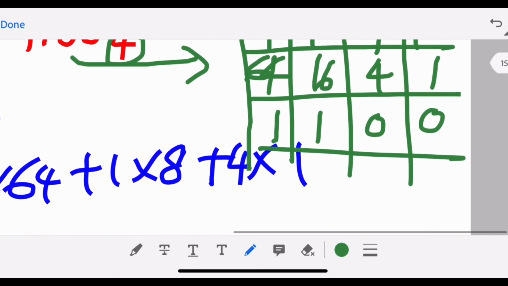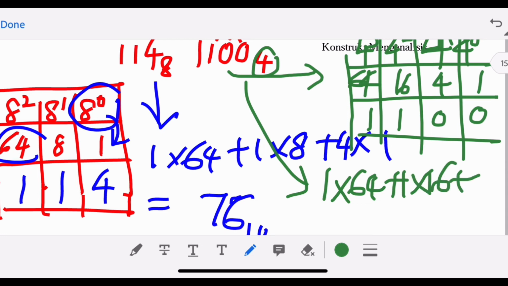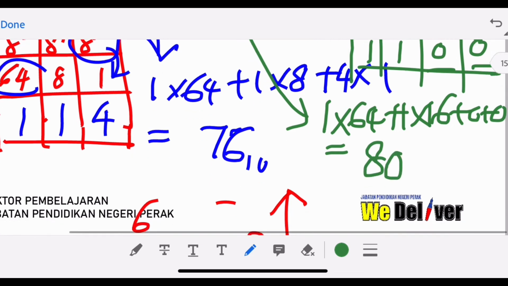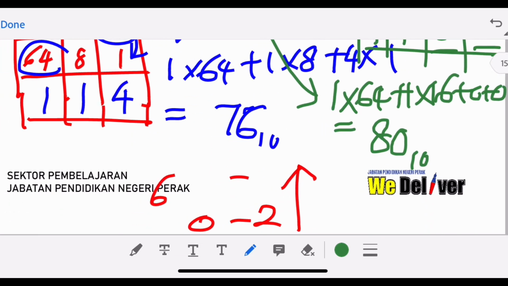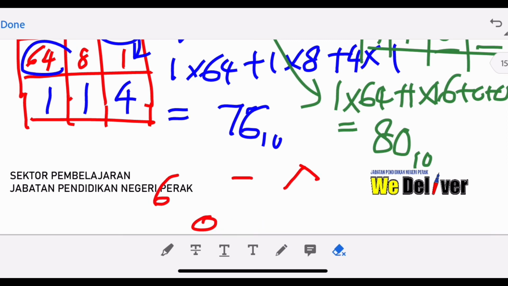Okay, so I want to convert this number to base 10. I will type 1 times 64 plus 1 times 16. The rest I just put 0 because I knew that 0 times anything, 0 times 4 will be 0, 0 times 1 will be 0. So plus 0. Alright? So it's equivalent to 64 plus 16 is 80, base 10, right?